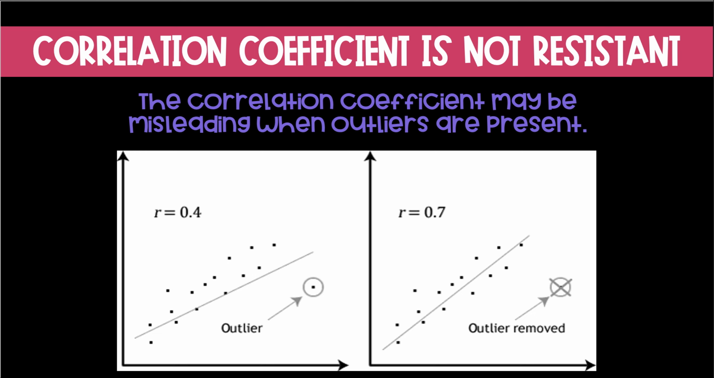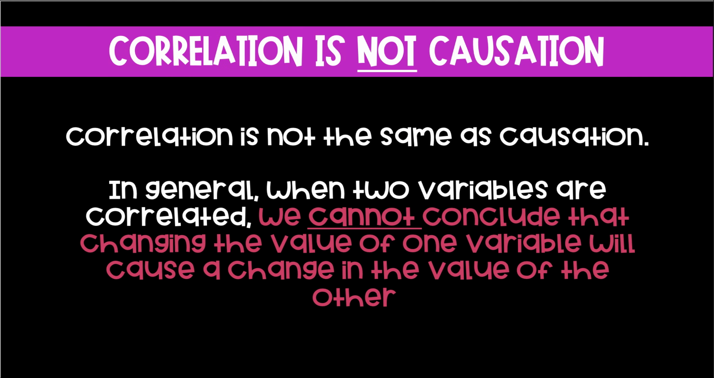And finally, correlation does not mean causation. It's not the same thing. When two variables are correlated, we cannot conclude that changing the value of one variable will cause a change in the value of the other. For example, if we decrease the price of milk, that does not mean it's going to decrease or increase the price of eggs. The fact that one variable is changing, although they're correlated, does not mean the other one has to change.